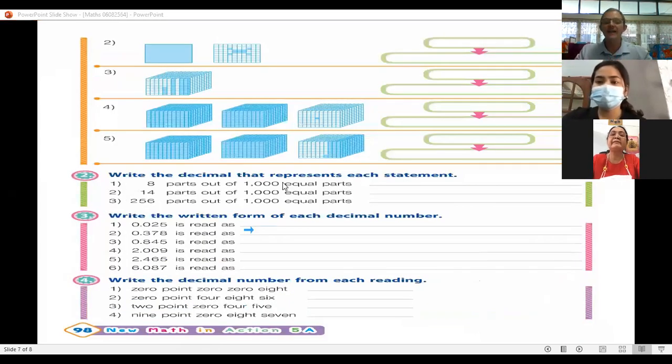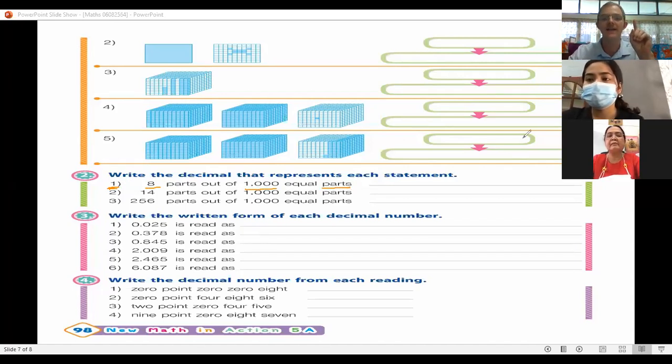On page 98 in your books, we have a couple of questions. I want us to read the question and then see if we can answer it, because I want us to hear the English words they use and what we do with the English words. So number one, here on the left: 8 parts out of 1,000 equal parts. How do you think we will write that decimal? What do we think we should do? Who wants to give it a try? The first one on page 98. 8 parts out of 1,000 equal parts. So you have to divide 8 by 1,000.